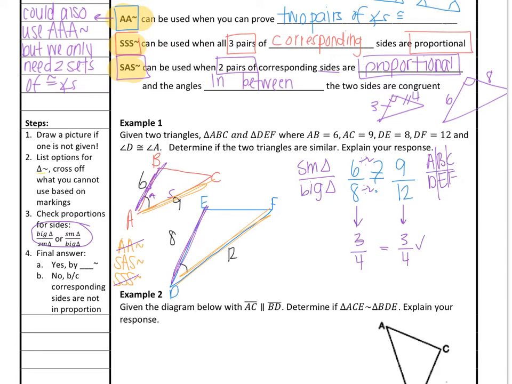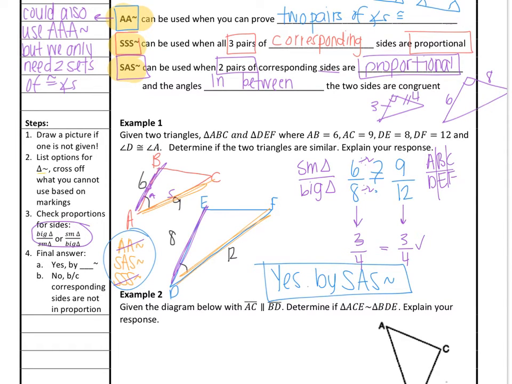If the proportion worked out, we would say yes, and then by, and which one of these 3 options is it? Well, this one came out to be side angle side similarity based on the markings. We had 2 pairs of sides in proportion with the other 2 corresponding sides and a pair of included angles. So this is SAS similarity.